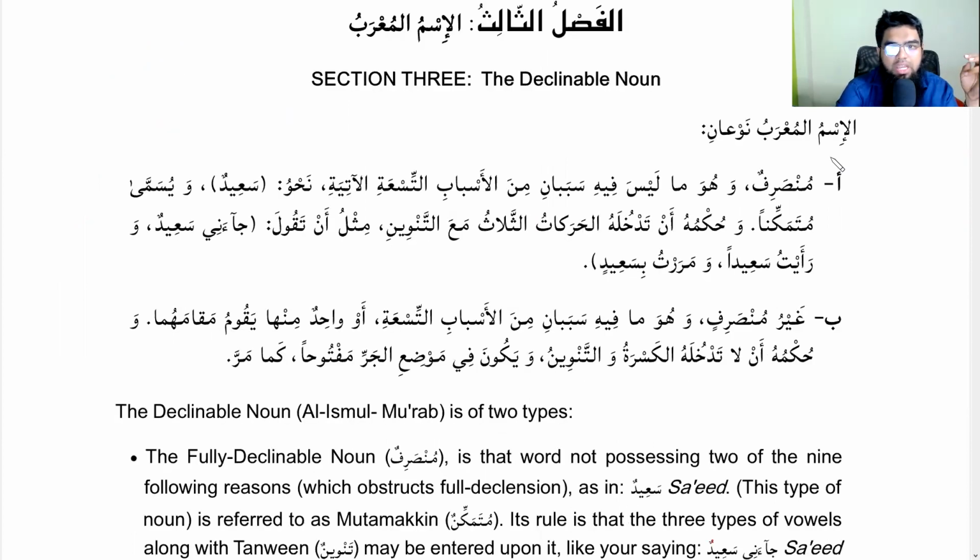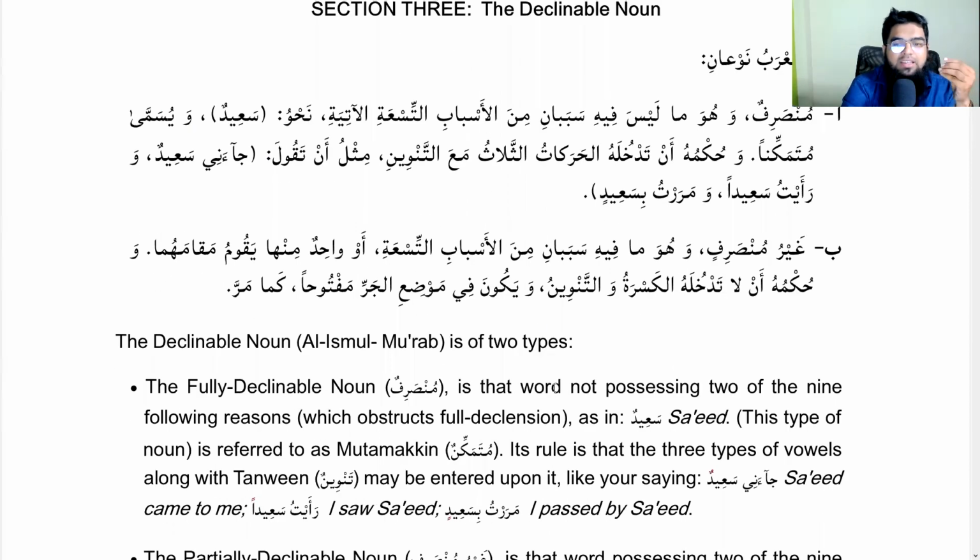So it says first one, Al-Ismul Mu'arabu Naw'an. The declining noun is of two types. Mu'arab nouns, declinable. First is called Munsarifun, the fully declinable noun. You can see everything here. وهو ما ليس فيه سببان من الأسباب التسعة الآتية. How does he define a munsarif? He says it is a word not possessing two of the 9 following reasons.